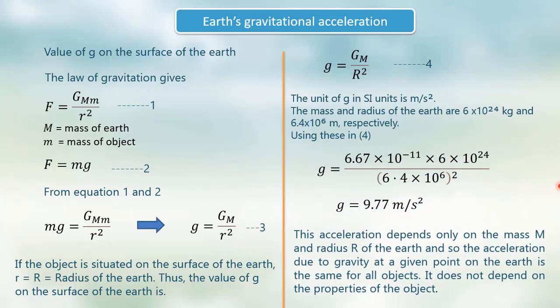This acceleration depends only on the mass capital M and the radius capital R of the earth, and so the acceleration due to gravity at a given point on the earth is the same for all objects. It does not depend on the properties of the object.